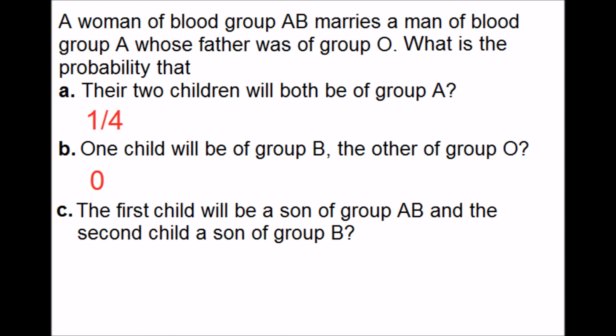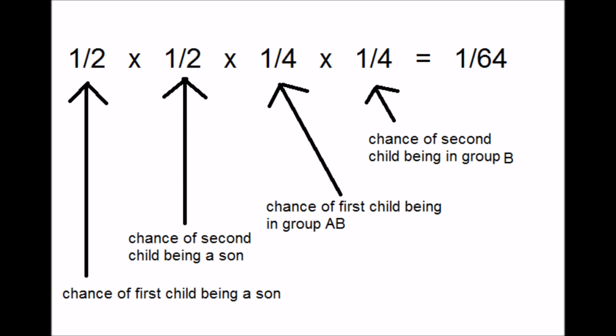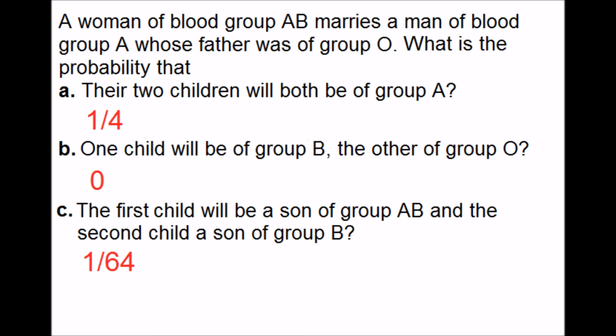In part C we have to work out the probability of their first child being a son in blood group AB and their second child being a son in group B. The chance of their first child being a son is approximately 1/2, and so is the chance of their second child being a son. We can see from our Punnett square that the chance of the first child being in group AB is 1/4. The chance of the second child being in group B is also 1/4. So the answer to our question is 1/2 times 1/2 times 1/4 times 1/4. This equals 1 in 64.